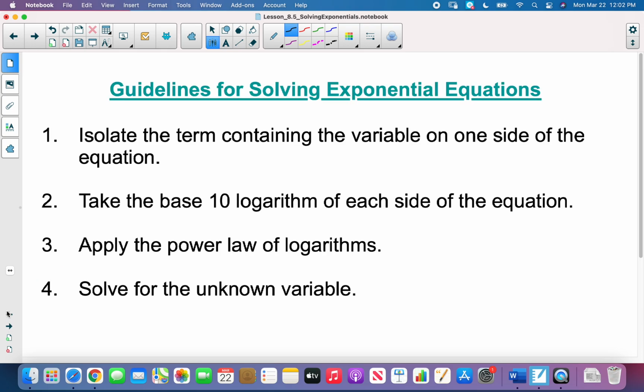When trying to solve exponential equations, we're trying to isolate the term containing the variable on one side of the equation. Take the base 10 logarithm of each side of the equation, apply the power law of logarithms, and then solve for the unknown variable. So these are our 4 steps that we're going to use pretty much in all the questions.